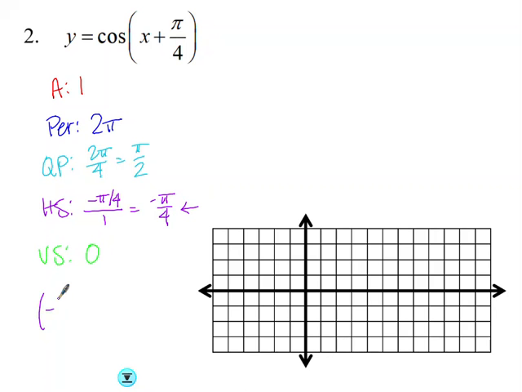So our starting point will be negative pi over 4, 0. I'm going to label my axes the same way. And we are starting at negative pi over 4, 0. Since we have a cosine function this time, we're going to do high, 0, low, 0, high. Our amplitude is still 1, so high is going to be at positive 1. The quarter period is pi over 2, so we're going to put a point every pi over 2. And then connect the points. And that's our graph.